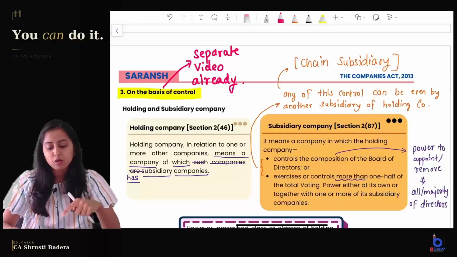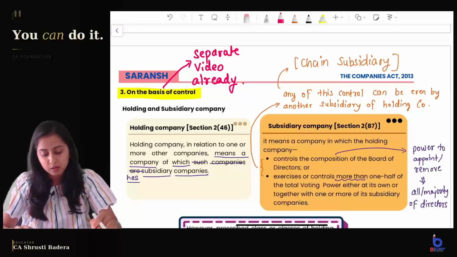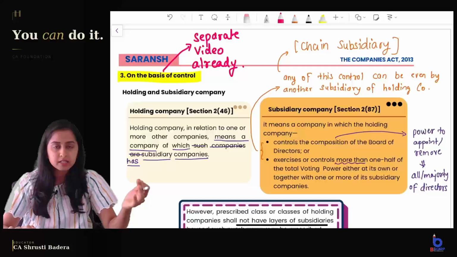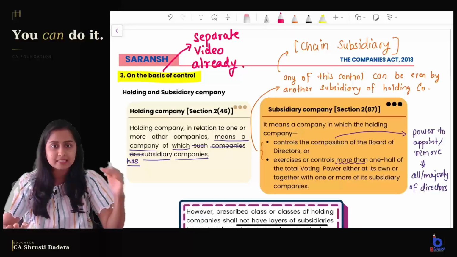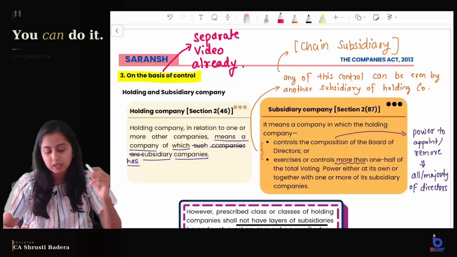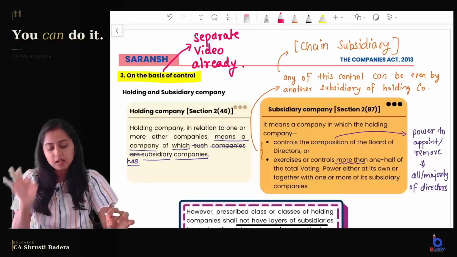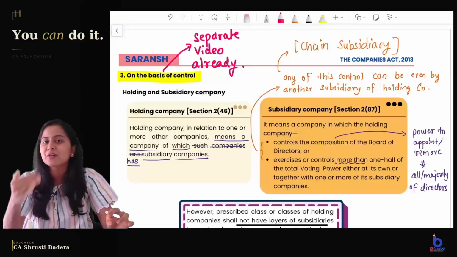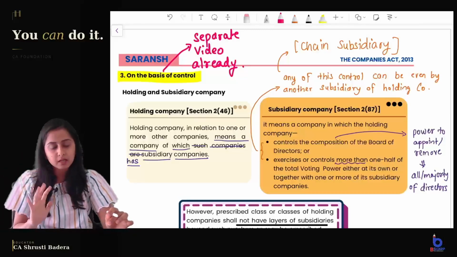There you can cover the types of companies on the basis of control: holding company, associate company and subsidiary company. Quickly we will revise here, but we will not go into details and examples. There I have discussed the examples as well. Holding company, which I make the students learn as a definition, means a company which has one or more subsidiary companies.